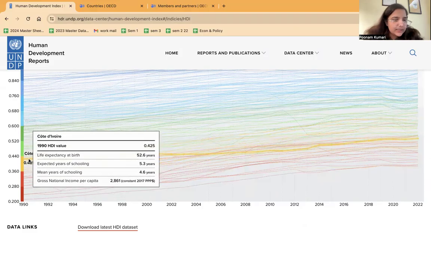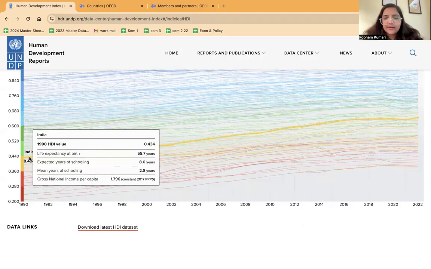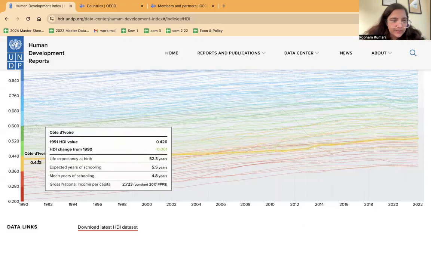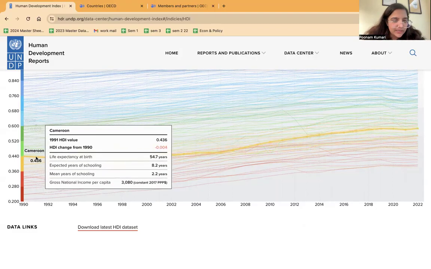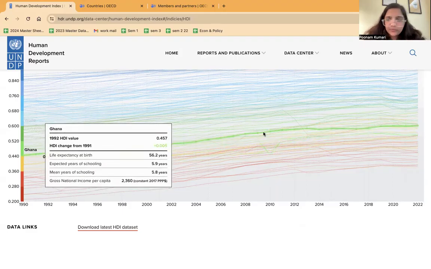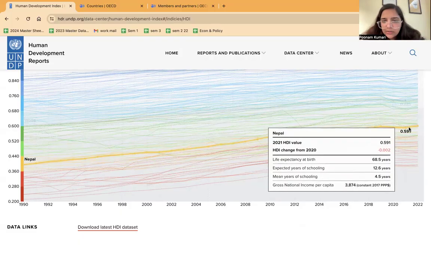वी सॉ पाकिस्तान, एंड देन वी हैव इंडिया हियर. इंडिया जो है, व्हाट हैज बीन द सिचुएशन इन 1990s? अगर आप देखो HDI नंबर, व्हाट इज हैपनिंग? 58 years of life expectancy at birth. Expected years of schooling is 8 years, and mean years of schooling is 2.8 years, which is very less, right? Yeah. Now if we see the behavior later on, so hopefully I should be able to pick.